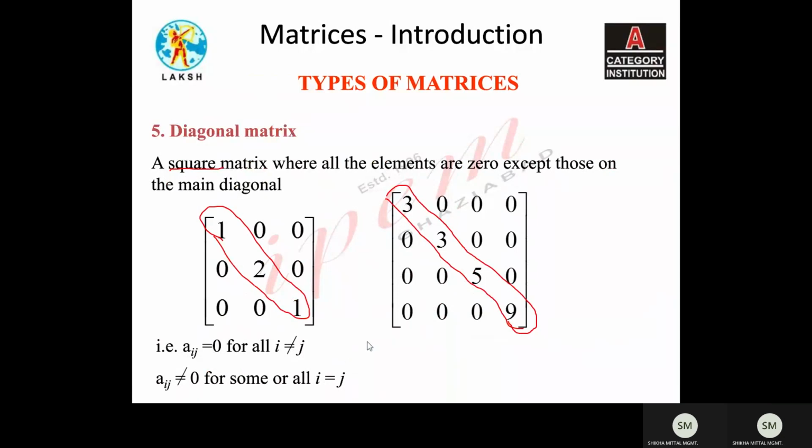That is, Aij is equal to 0 for all i not equal to j, and Aij is not equal to 0 for some or all i equal to j. So here Aij is not equal to 0, that is, it may or may not be equal to 0. It is not necessary that everywhere it is not equal to 0.